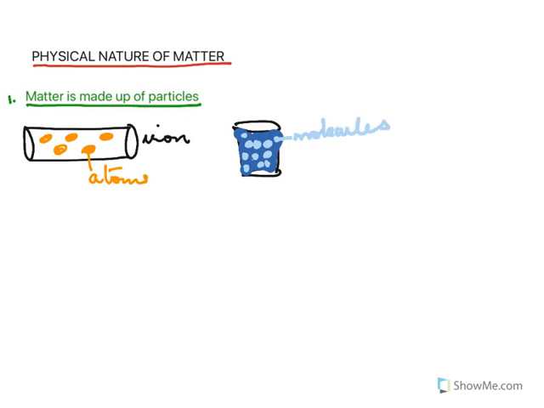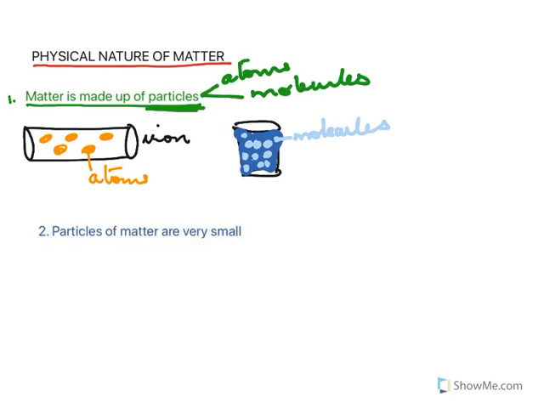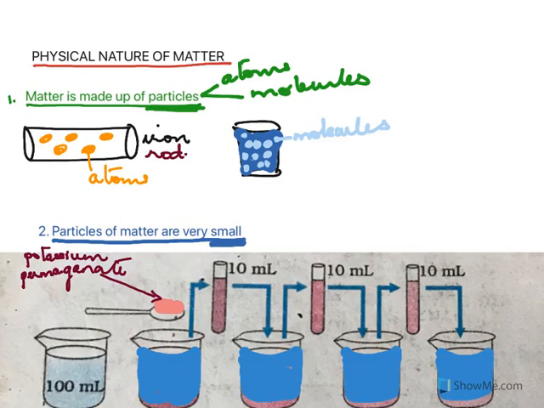We go to the next property. The next property is these particles of matter are very small. Now let's do a little experiment to show that the particles of matter are very small. Here's an experiment to show that particles of matter are very small.